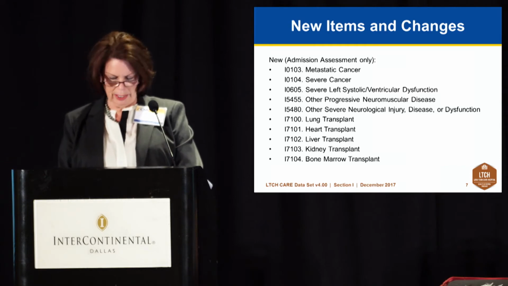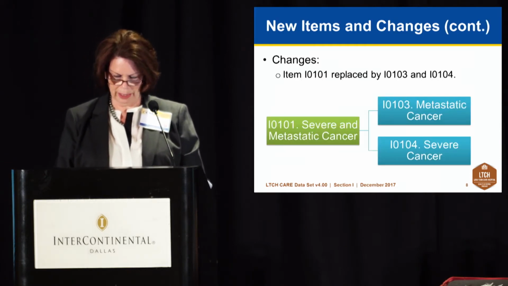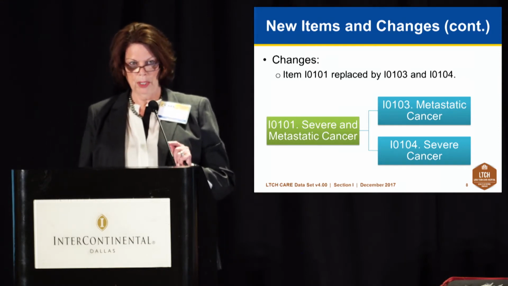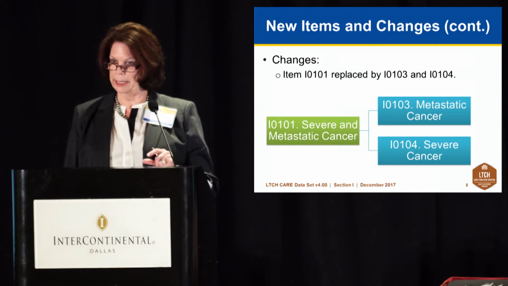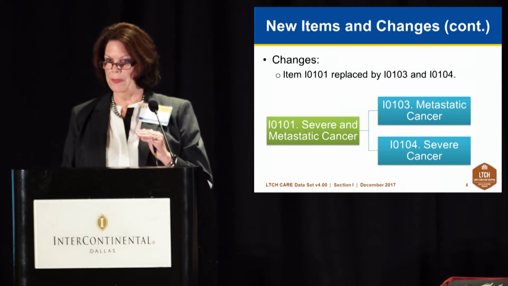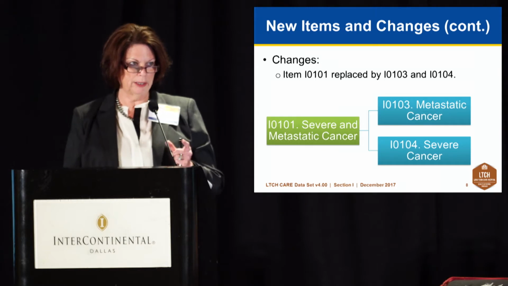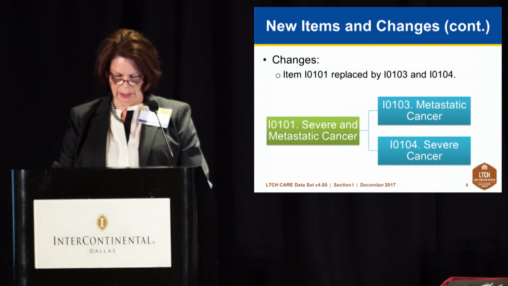The next slide provides detail on the change to the severe and metastatic cancer. So in version 3.0, as you know, we had 101, which is severe and metastatic cancer, and as I've already indicated, and Lorraine also pointed this out earlier, it's now broken out into metastatic cancer and severe cancer, again, at the advice of our technical expert panels, because there are, as you know, different diagnoses associated with metastatic and severe cancer.